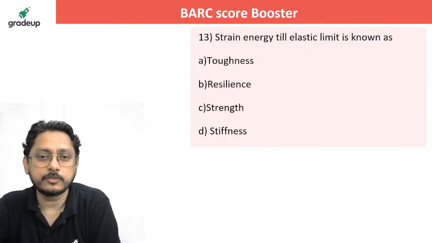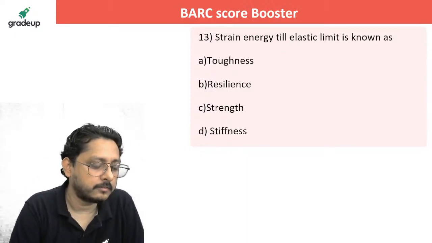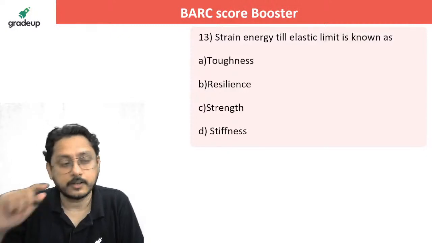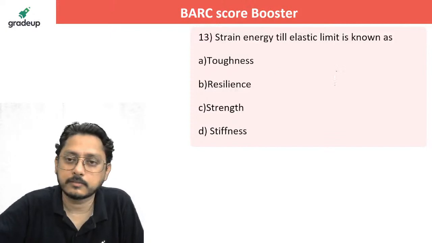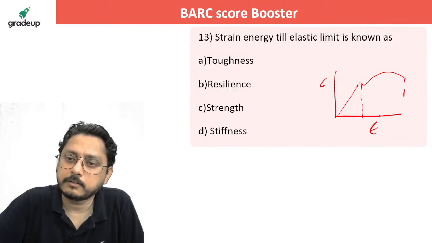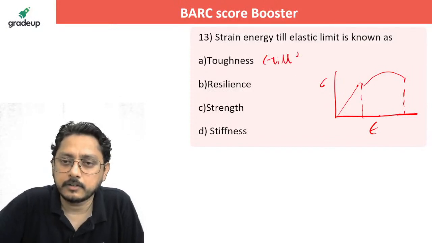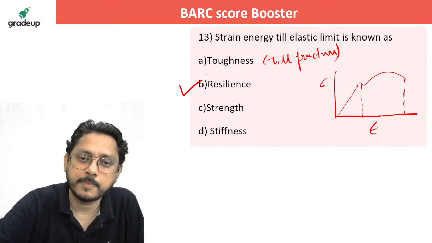Strain energy till elastic limit is known as, oh, very simple, everyone knows that. What is the strain energy till elastic limit? One can calculate strain energy either till elastic limit or till fracture. Till fracture it is known as toughness, and till elastic limit is known as resilience.